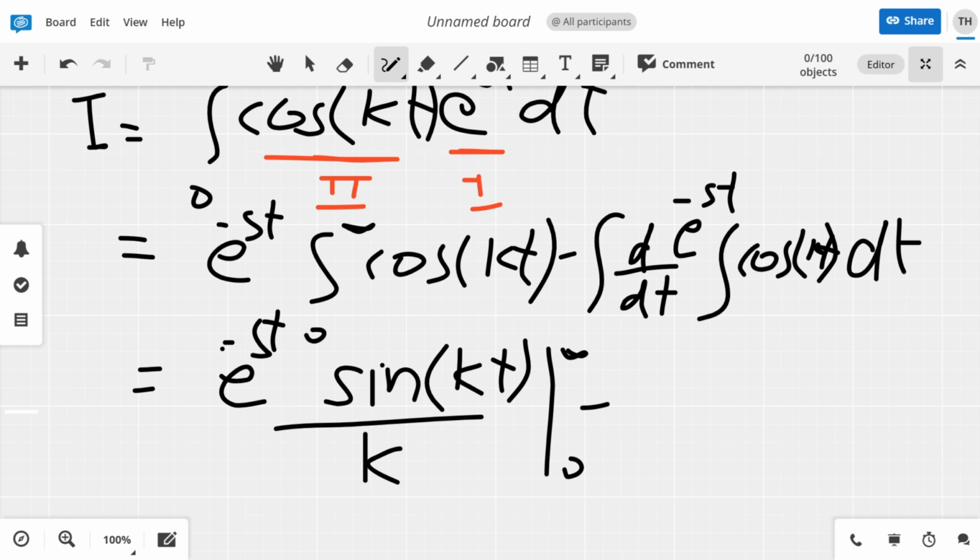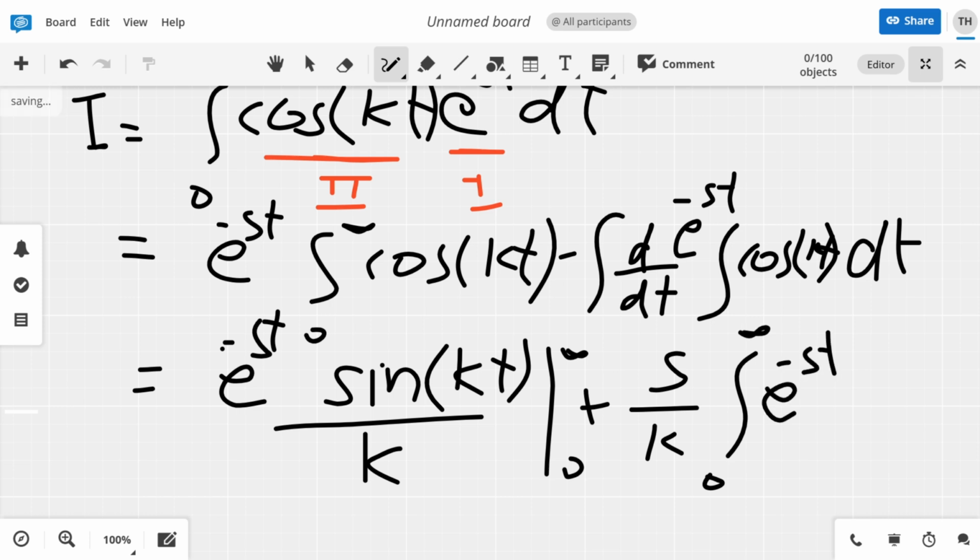You can take 1 over k out of this, so this integration will become plus s over k. Here I will write the limit 0 to infinity, exponential minus st and the integration of cos, which is sin kt. Here I will write dt.